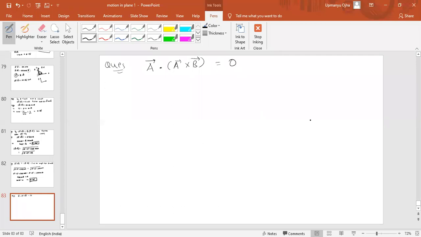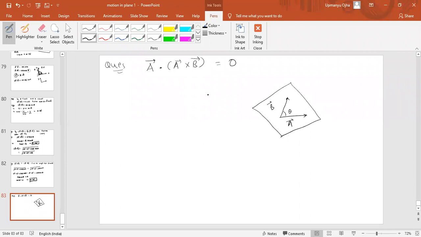How is it 0? See, very simple. You don't need to calculate anything. Just take A and B vectors in a plane. You take two vectors in a plane. This is a plane. This is A vector. This is your B vector. Now this is A vector and B vector. Suppose the angle between them is theta.